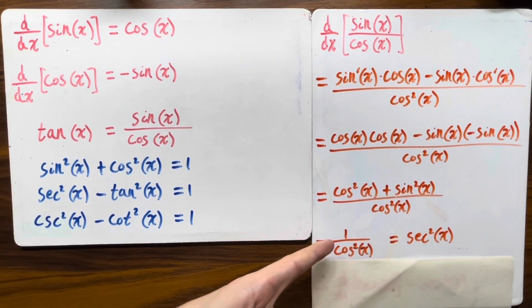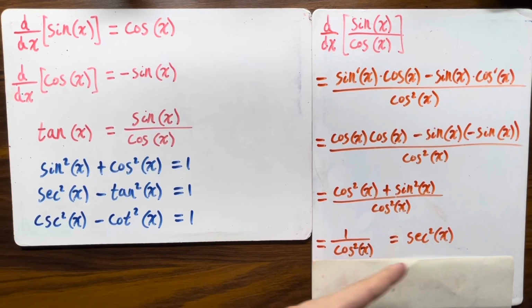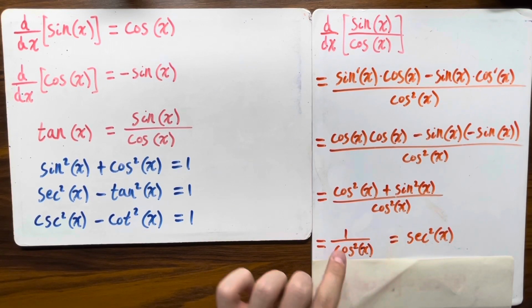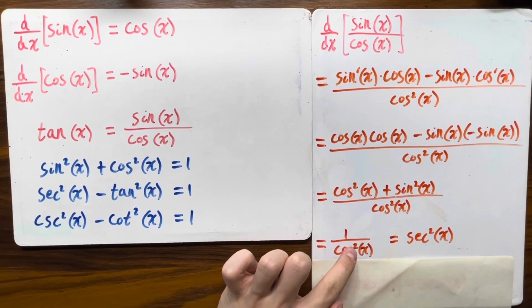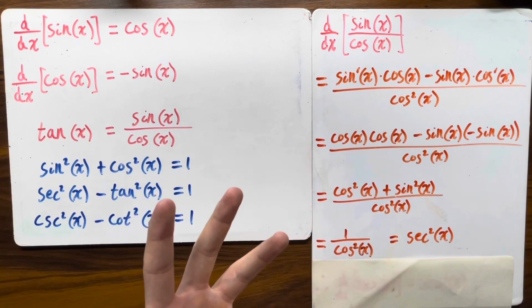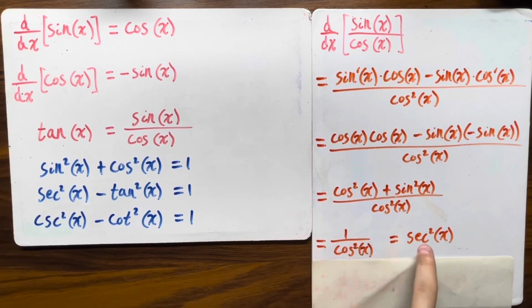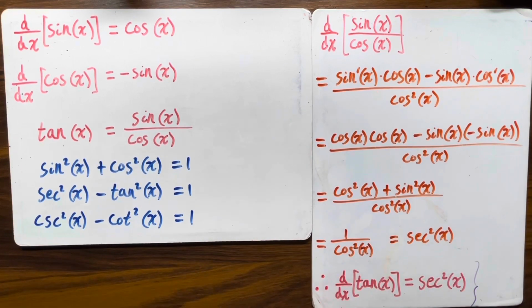And we can rewrite 1 divided by cosine squared as secant squared. So these are the exact same thing. Another way of writing 1 over cosine squared is just secant squared. If you don't want to write a fraction, you can just write this as secant squared. So therefore, the derivative of tangent of x is equal to secant squared of x.